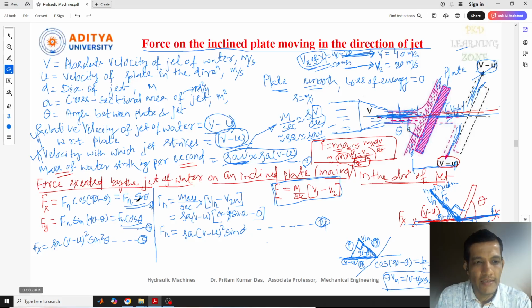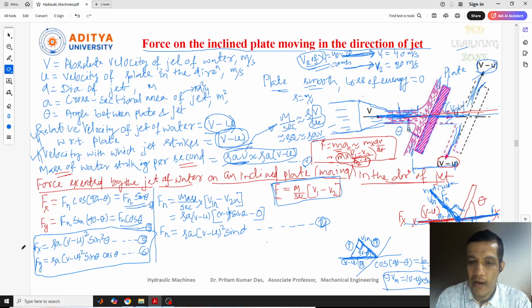The force exerted by the jet of water on an inclined plate in the direction of the jet. And similarly you can find out Fy equal to, the same thing, rho a (v minus u) square. What was there initially here? This is cos theta here. So here we'll get sine theta into cos theta. This is our equation number 6. Okay, now finally this is our required answer.